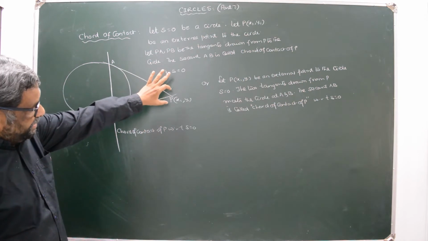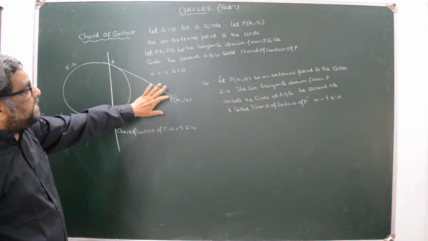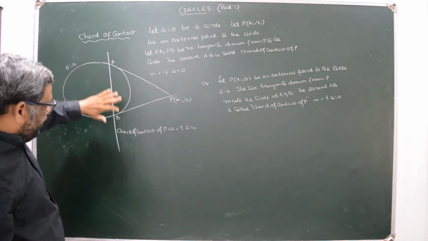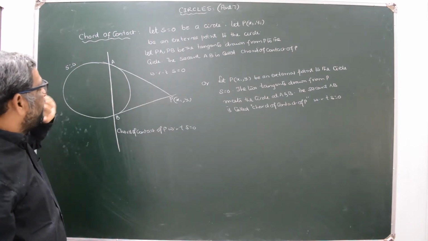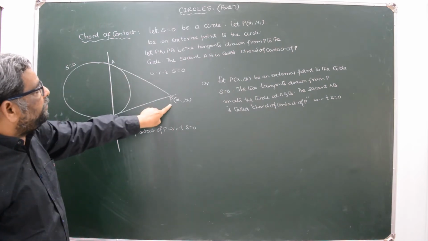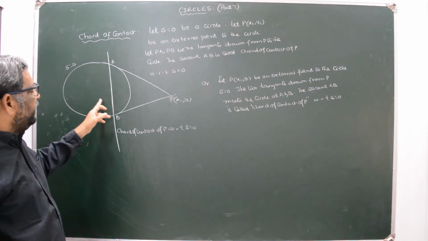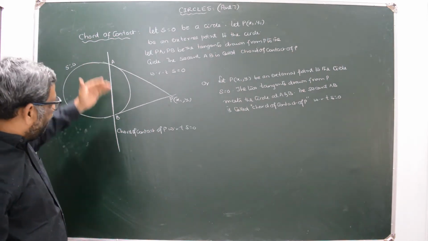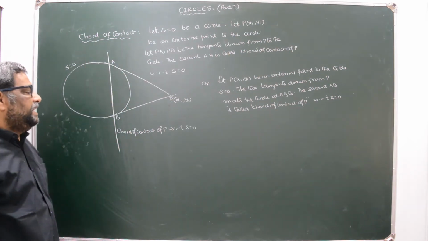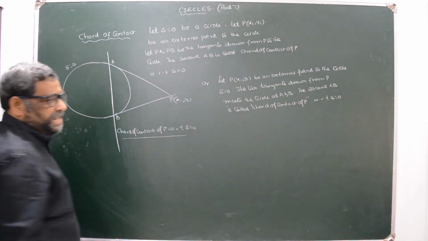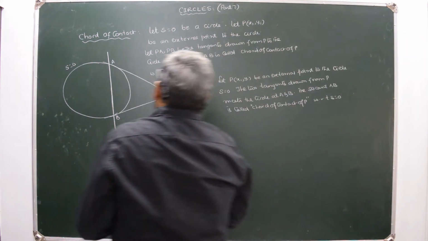So let P be a point outside the circle. Let the circle be S = 0. Now the tangents drawn from P to the circle are meeting it at A and B. These are the points of contact of the tangents drawn from P to the circle. The join of these two points A and B is called the chord of contact, or the line passing through it. That is, the secant through A and B is called the chord of contact of P with respect to S = 0.